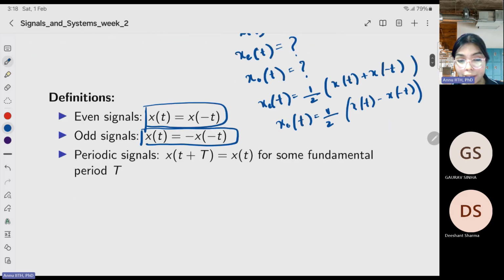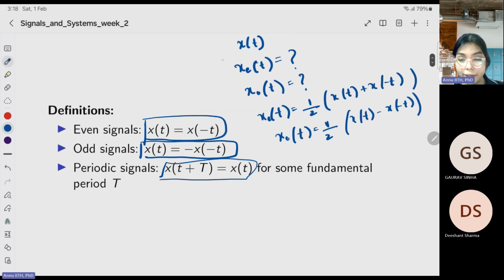Whereas periodic signals have a particular property that they repeat after some fundamental period. And there are often questions about this: find the fundamental frequency of a particular function. So that will also come in GATE. So this is part of this even and odd signal, and we already saw this periodic signal that we will see.